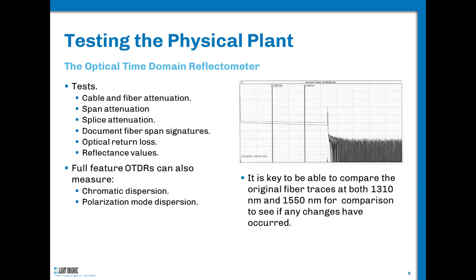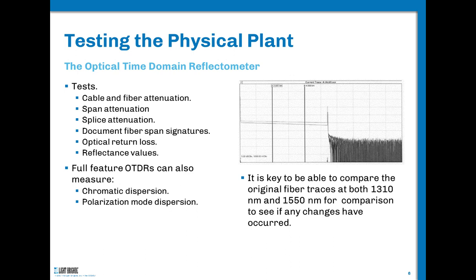So if we look at testing the physical plant or the outside plant, the test that we perform is to measure the amount of signal loss or attenuation in the fiber, and of course the fibers within the cable, but also to measure the span loss, the individual loss values, whether they are for splices or splitters or connections, give us documentation for these. And at the same time, and even very important today, is the importance of measuring ORL and reflectance values.